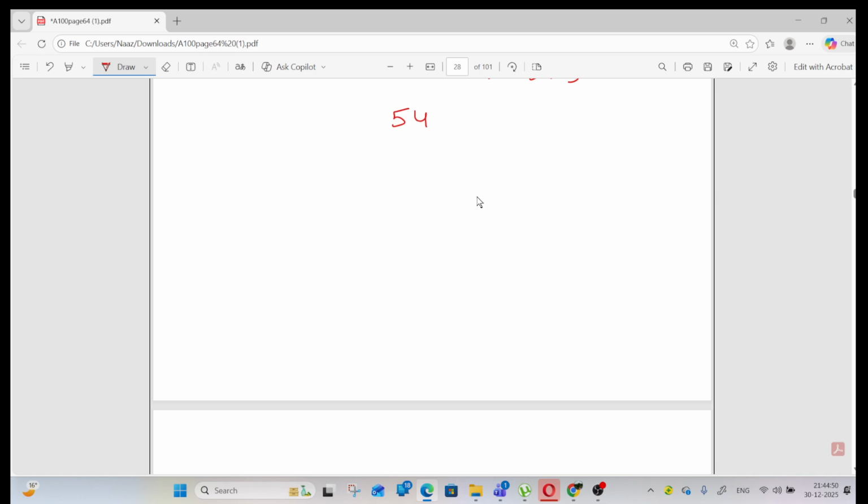Let's try with 54. Again, this is an even number because the last digit is even. 4 is even, so 54 is even. We divide it with 2. What would you get if you divide it with 2? 27. Yes, 27. This is an odd number, but we can divide it with, does it come in the 2 times table? No, it appears in the 3 times table, so we can divide it with 3.